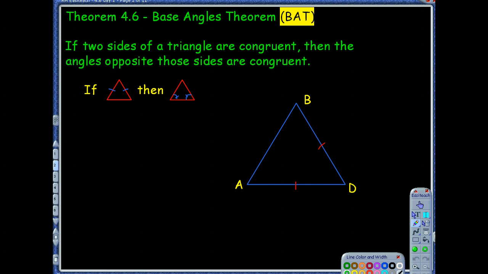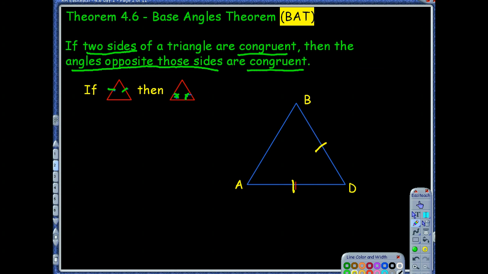This is the base angles theorem, and we're going to use the acronym BAT for short. The base angles theorem says that if 2 sides of a triangle are marked congruent, then the angles opposite those sides are also congruent. So if this is an isosceles triangle and these are the 2 legs, those base angles are going to be congruent as well.